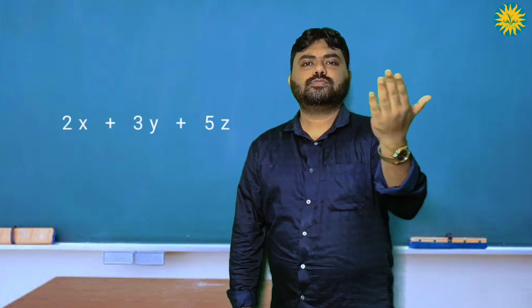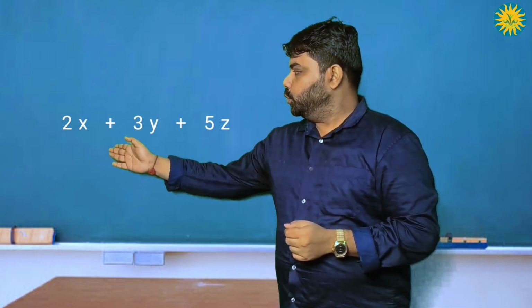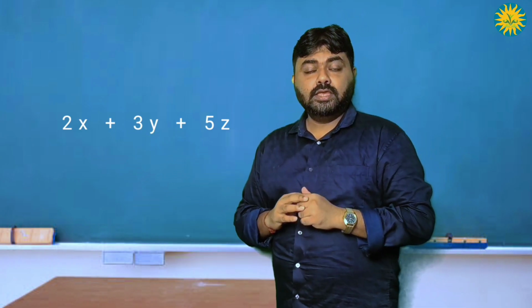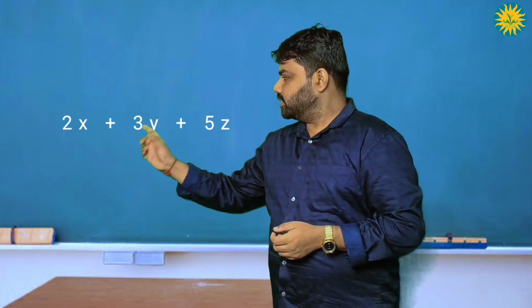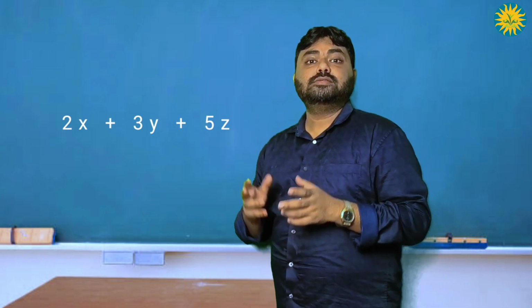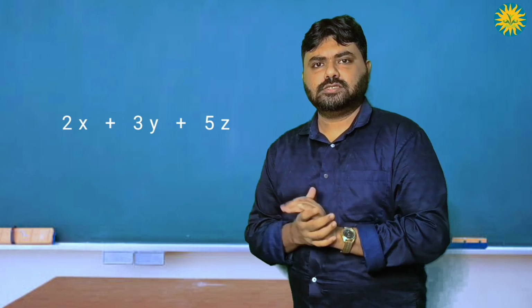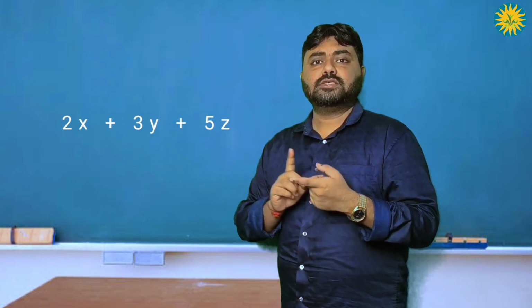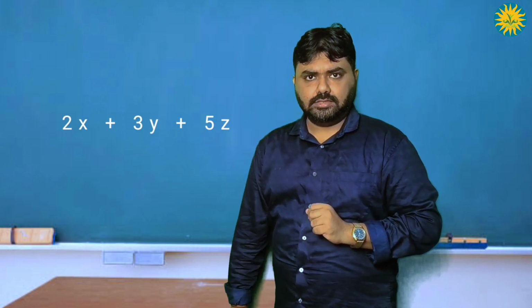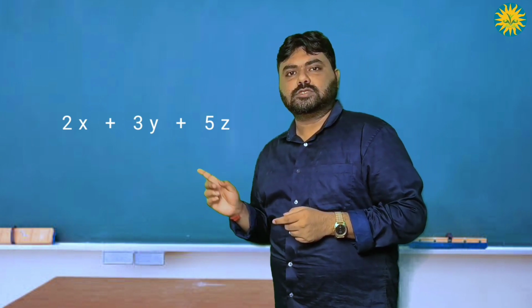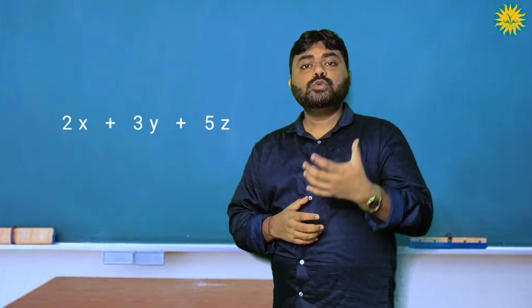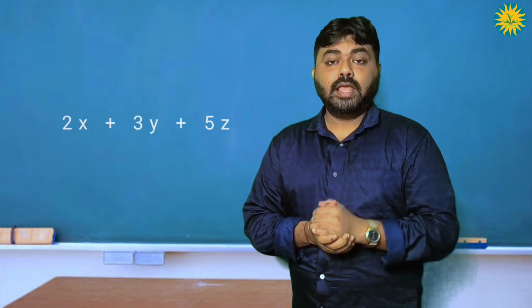Now, if we say 2x plus 3y plus 5z, how many terms are there? 2x is a separate term, 3y is another separate term, and 5z is another separate term. So these three terms are separated by two positive signs. Therefore, there are three terms in this algebraic expression. So these are basically the terms.